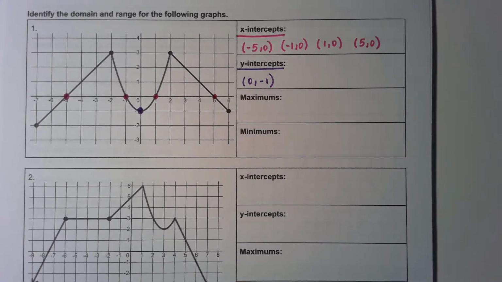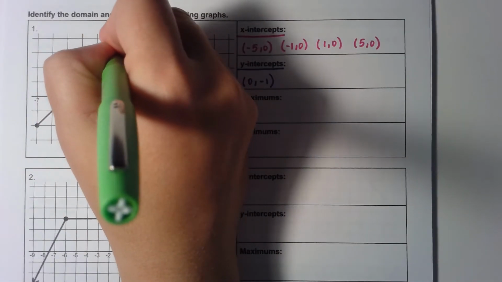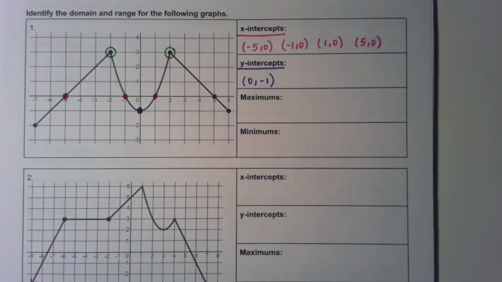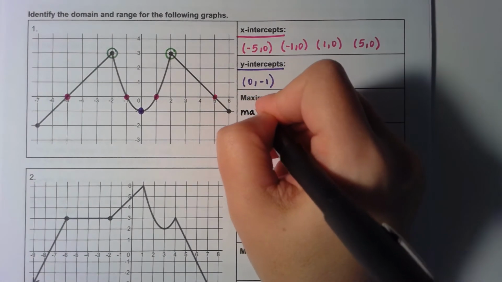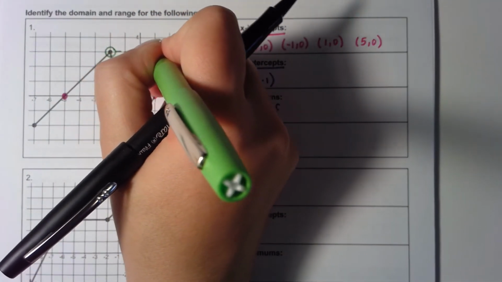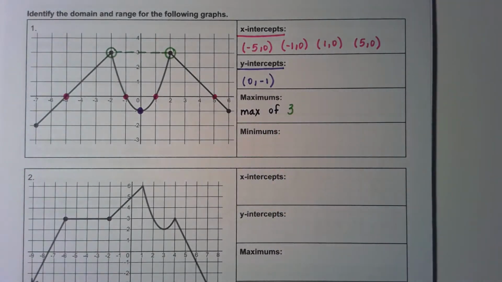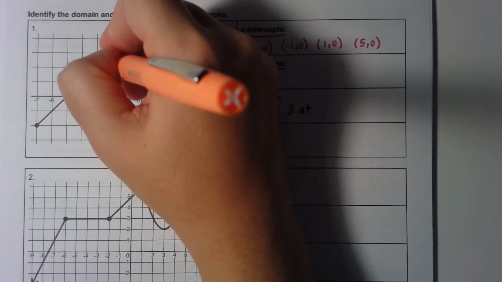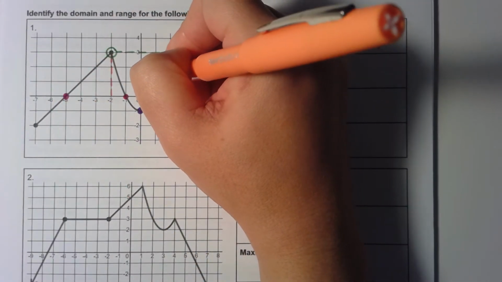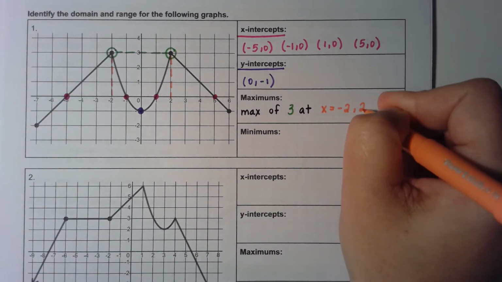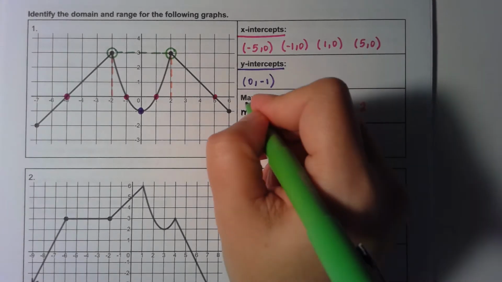The maximum is going to be the highest the graph goes. So in this case, the highest the graph goes actually happens in 2 spots, right here and right here. So we're going to have a maximum of the highest it goes is 3 at, and this is going to happen in 2 places, at x equals -2 and x equals +2. So this happens in 2 places.